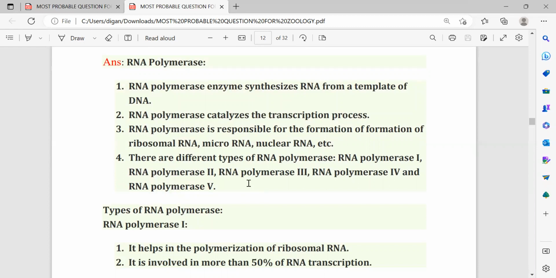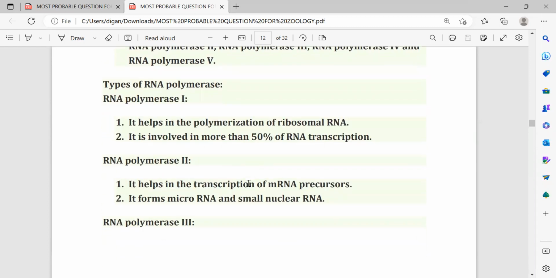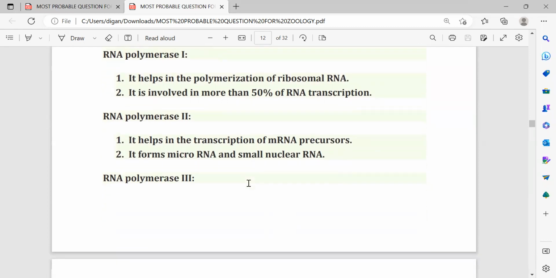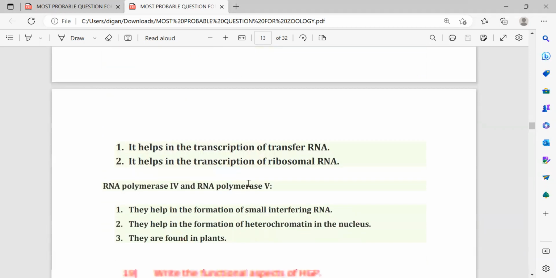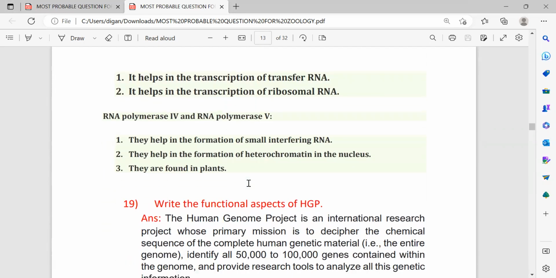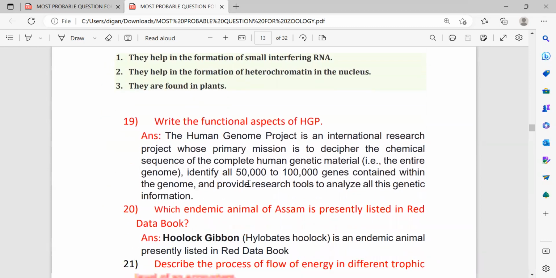Then the types of RNA polymerase. These are the types of RNA polymerase: RNA polymerase 1, RNA polymerase 2, and RNA polymerase 3. Sorry, RNA polymerase 4 and RNA polymerase 5. So these are the different types of RNA polymerase.